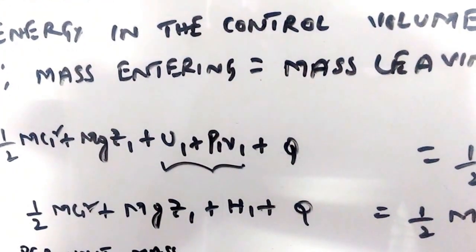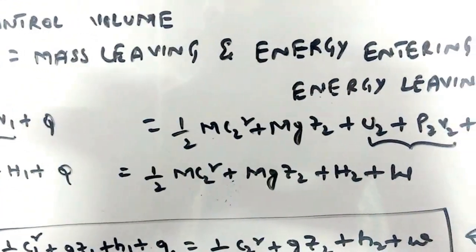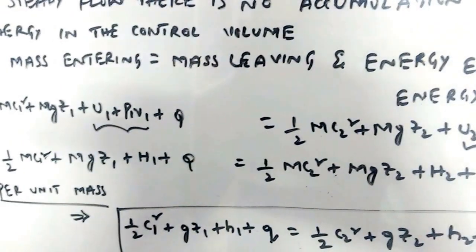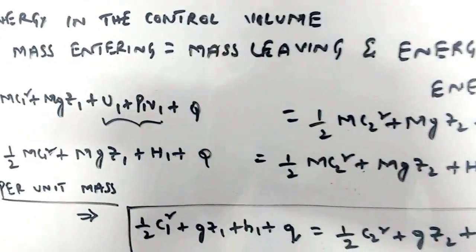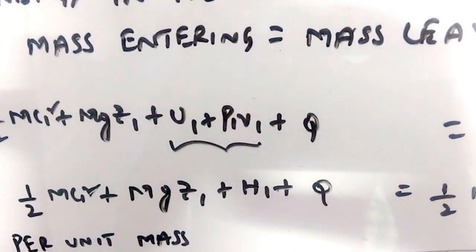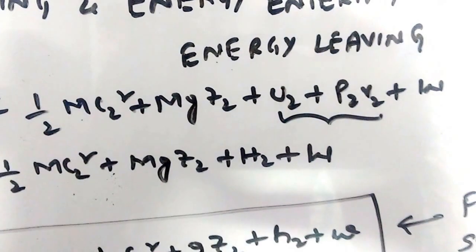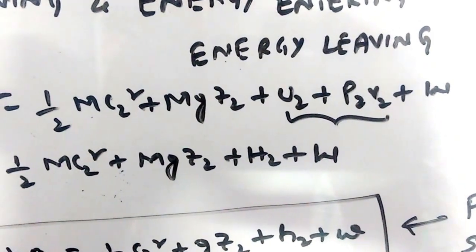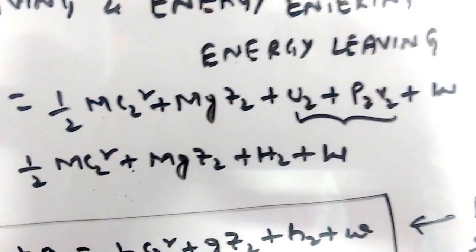Half mC1 square plus mgz1 plus U1 plus P1V1 plus Q is equal to half mC2 square plus mgz2 plus U2 plus P2V2 plus W, which results in half mC1 square plus mgz1 plus U1 plus P1V1, which is H1, plus Q is equal to half mC2 square plus mgz2 plus U2 plus P2V2, which means enthalpy H2, plus W, the work interaction.